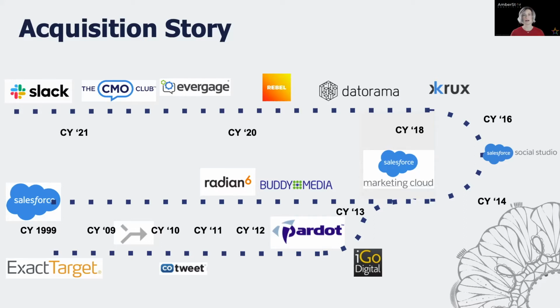There have been some additional purchases. Crux, which became Salesforce DMP, which then also became Salesforce 360 Audiences, and now is in a situation where it's being retired. More recently, Datorama and Rebel Email, which is the technology that makes up the interactive email function of the Marketing Cloud messaging product. And then more recently, we've seen Evergage, which now powers Salesforce CDP and the CMO Club.